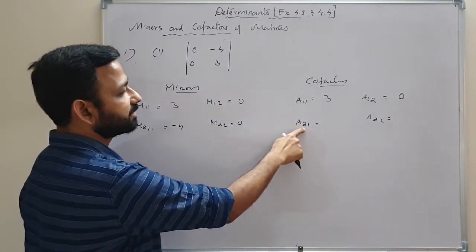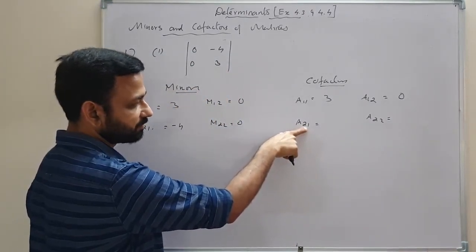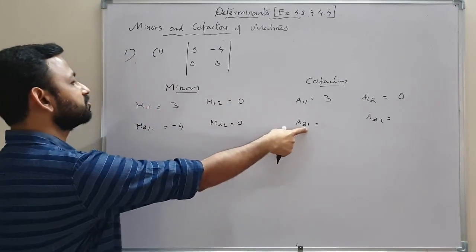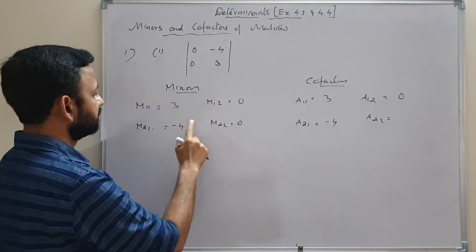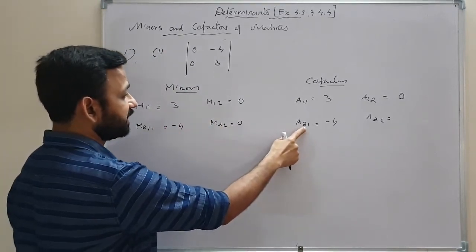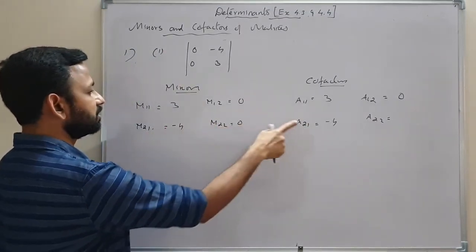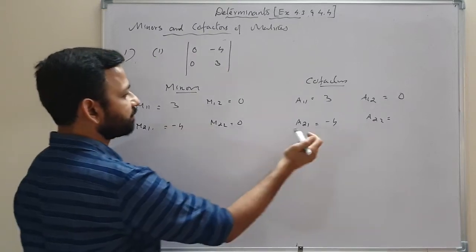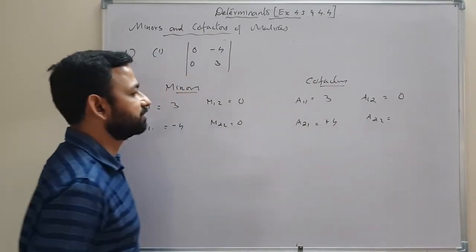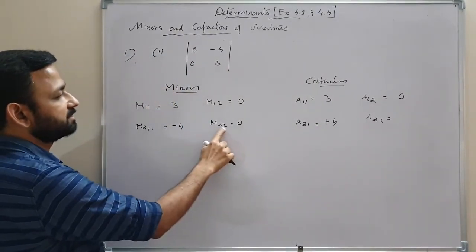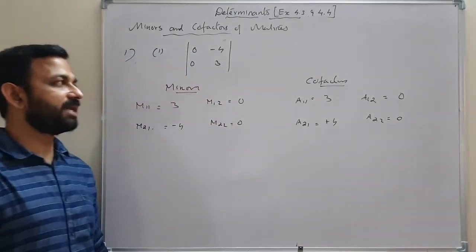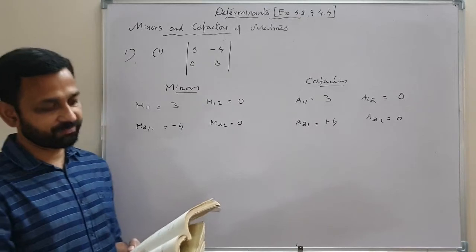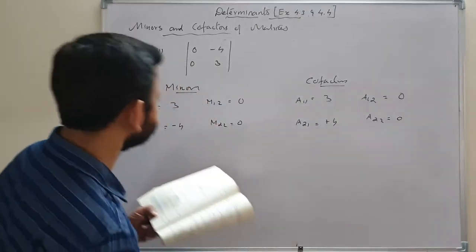Then A21, 2 plus 1, 3, 3 is an odd number, so cofactor will be the negative of the minor, so it will be positive, plus 4. And here, even number, minor and cofactor will be same. So similarly we can find a minor and a cofactor. So we can do one more question.